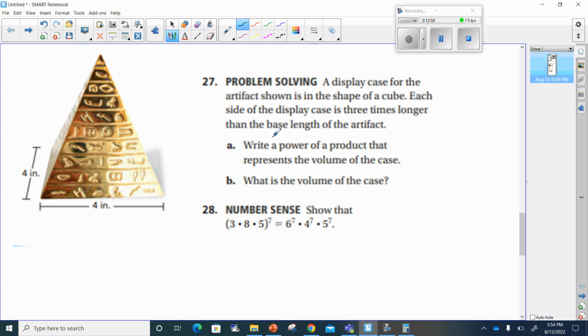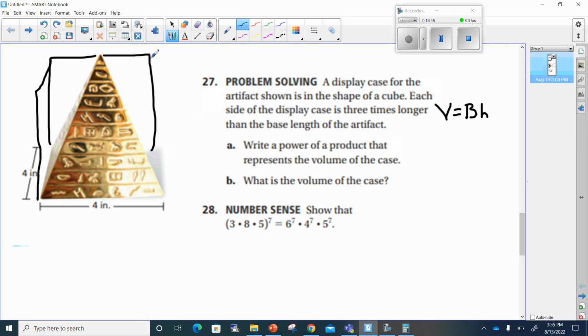And you need to go ahead and write volume. Volume is going to be equal to big B times the height. Big B stands for whatever the formula is for the base. Since it says the display case for the artifact shown is in the shape of a cube, that means this is sitting in a case that's like a cube. If it came out this way, then our cube would kind of look like that. Now remember, this is sitting inside the case.